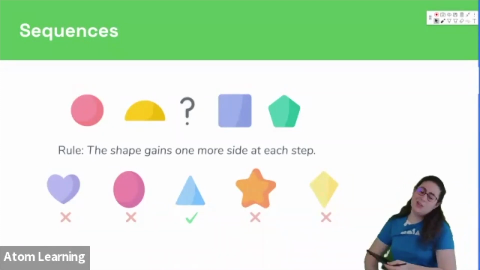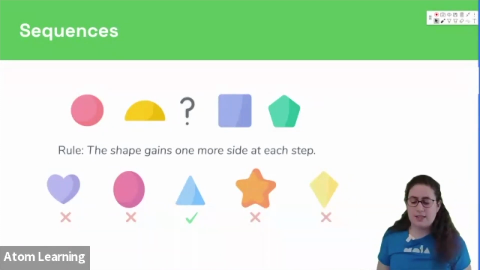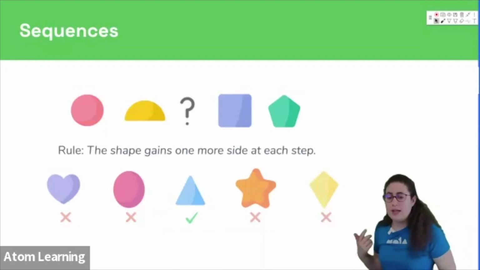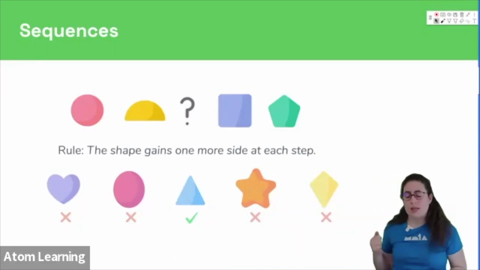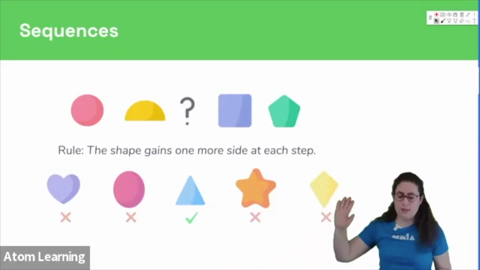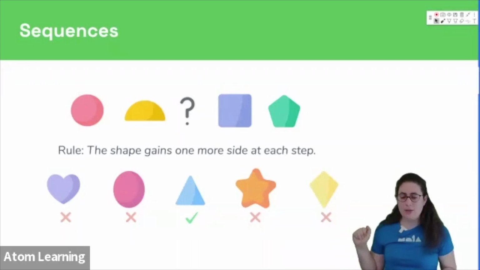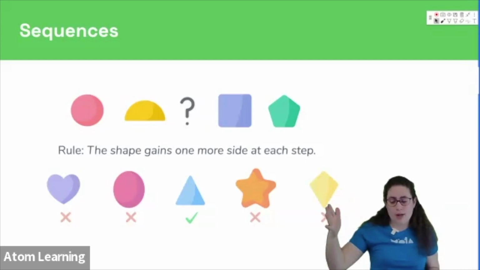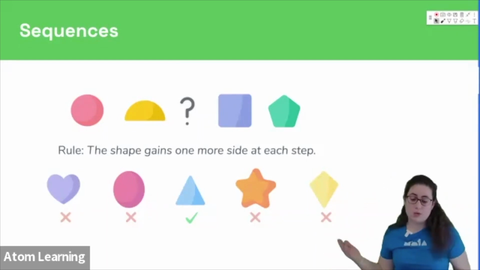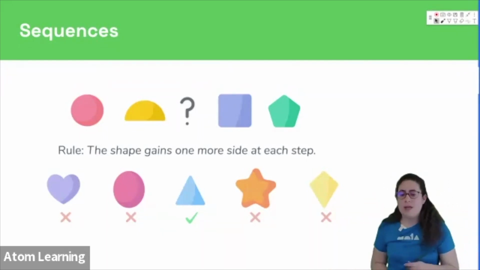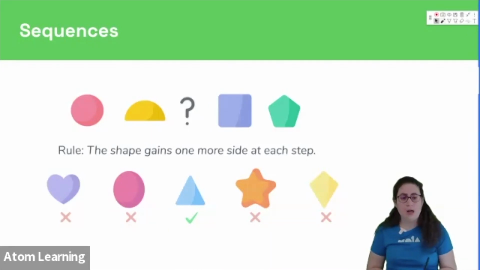Okay, a whole new type of question. This is sequences now. So in sequences, what usually happens is you have a list of shapes, and you're asked to find a middle one in that list, or the last one in that list, or the next one in that list. And so in this case, the one that we have on the screen here, for every step in the sequence, we add one more side to the shape.